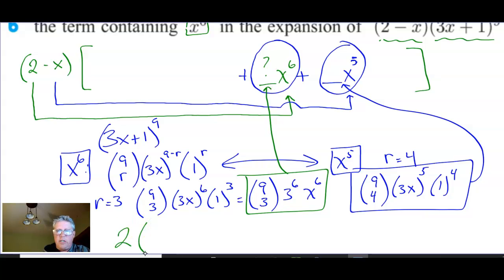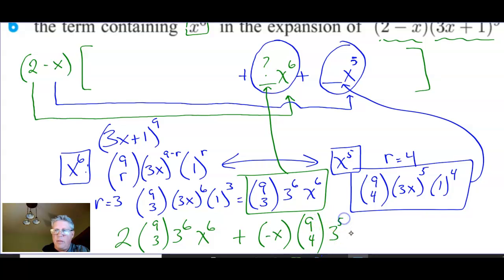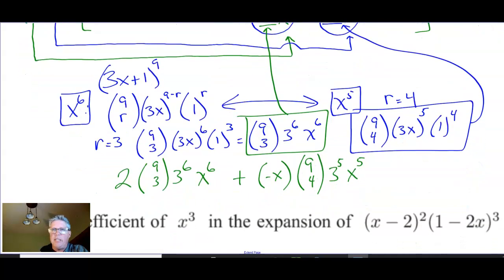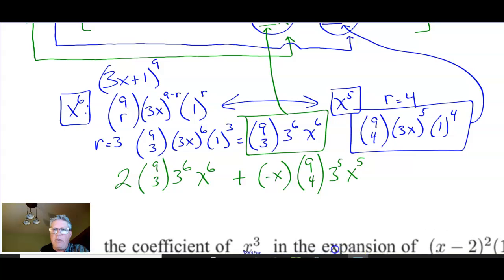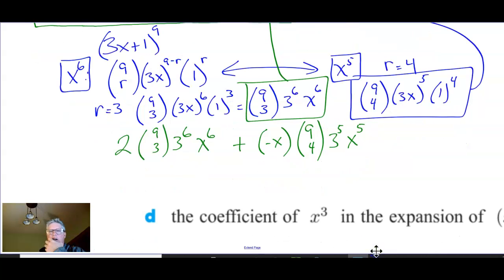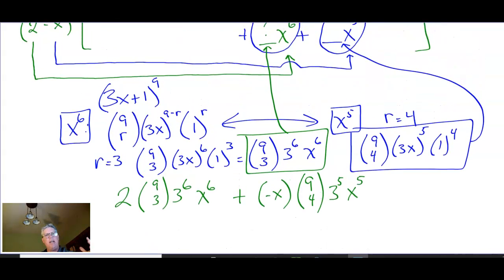So now all I have to do is multiply this 2 times the x to the 6th term, plus I need to multiply that negative x times the other term, leave the 1, and I'm going to get a number, and it's going to be right, and we're going to be psyched. We're not doing another problem. What do you think about that? Can you do it? Can you handle it? Do you see that? It's totally doable, but you got to be organized.